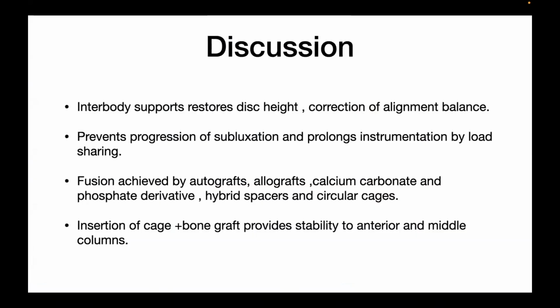Coming to the discussion part, interbody fusion restores the disc height. It corrects the alignment and balance. It mainly prevents the subluxation and prolongs the life of the instrumentation by load sharing. Fusion is mainly achieved by autografts or allografts, calcium carbonate and phosphate derivatives. You are using hybrid spacers and cages. Insertion of cage plus bone graft provides better stability to the anterior and middle columns.